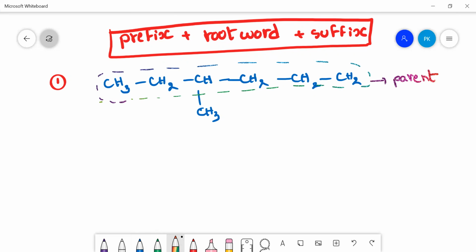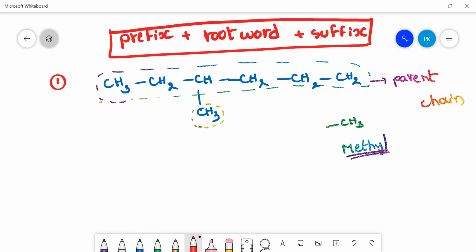First, you have to identify the parent chain. How many carbons are in there? 6 carbons. Now the question is, is there any substituent in this? Yes, of course, we have a methyl substituent. What is the substituent name, students? In yesterday's class, in the previous video, I explained about substituent names. This is called methyl. So identify the substituent and give numbering in such a way that the carbon which is attached to the methyl group should get the least numbering.